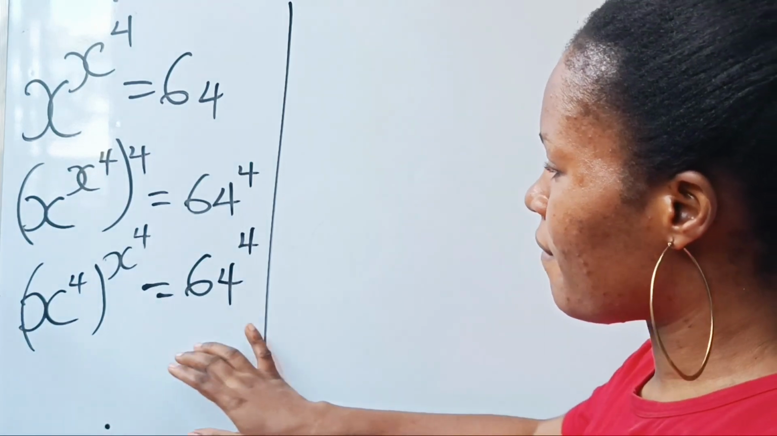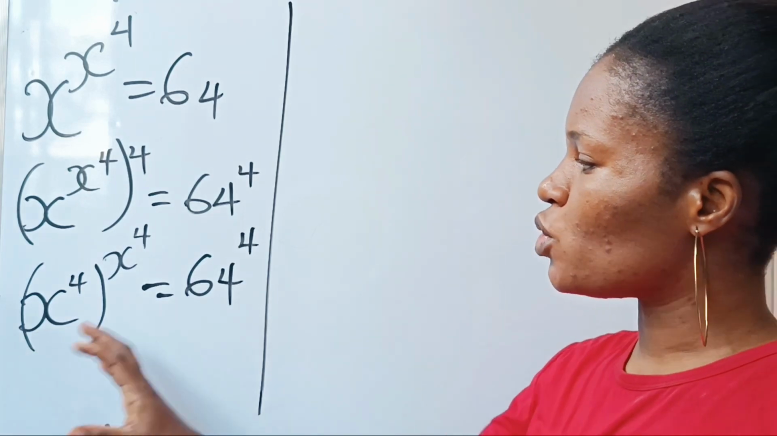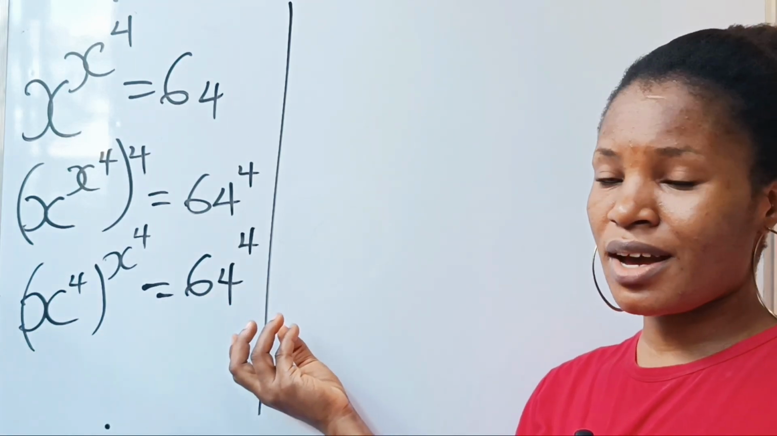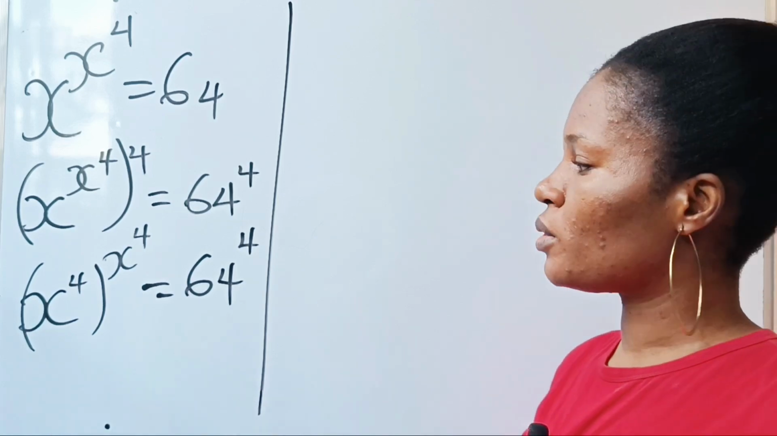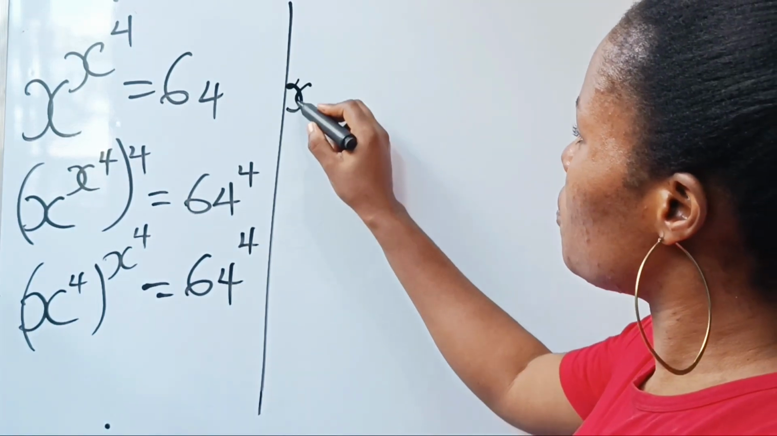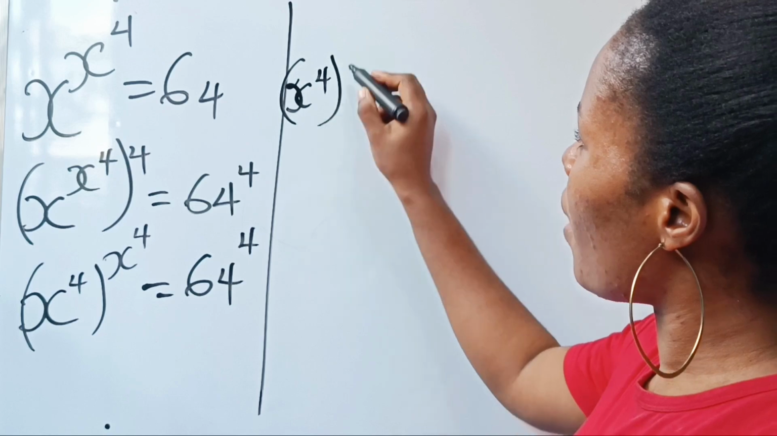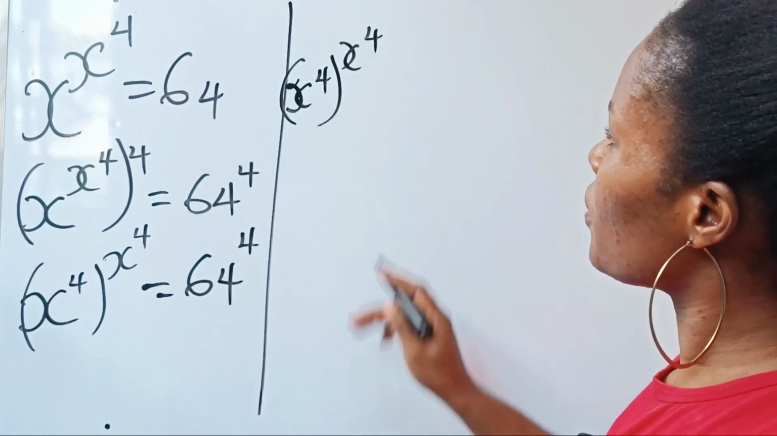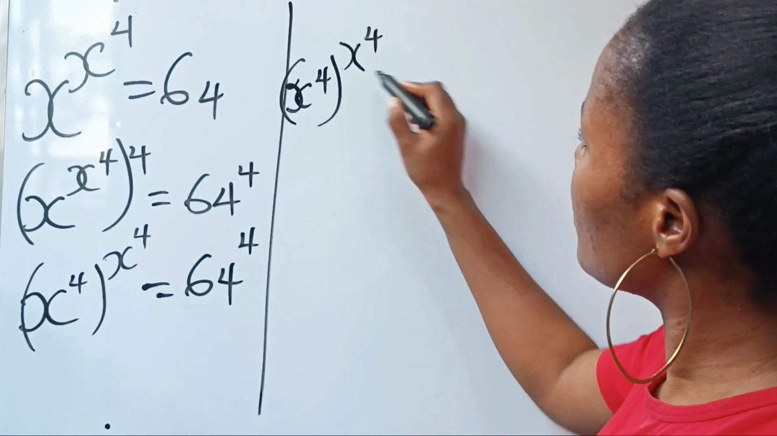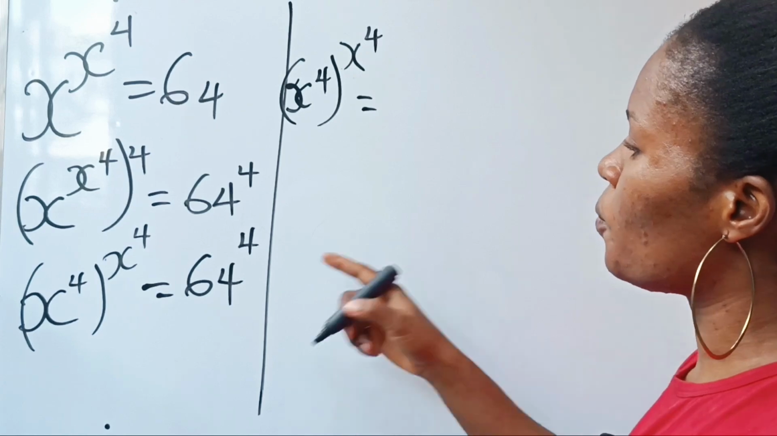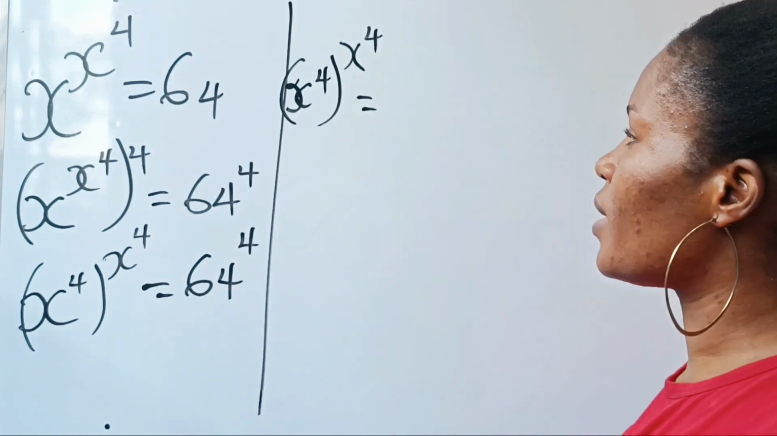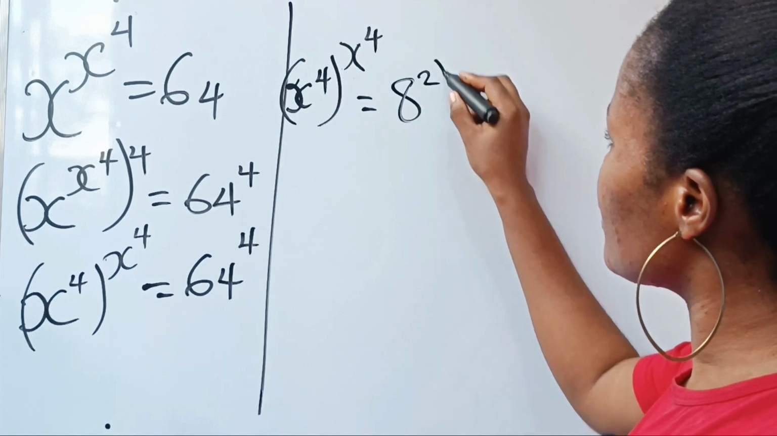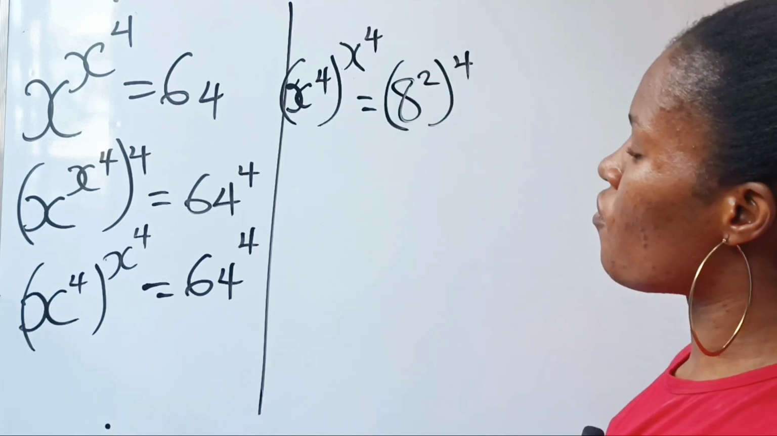Now look at what we have here. All I'm going to do is to try to manipulate the right hand side to look like what we have on the left hand side of the equation. So I'm going to have x to the power of 4 raised to the power of x to the power of 4. Okay, this is x, please. Is equal to, now 64 can be written as 8 squared, right? So let's write it. 8 squared raised to the power of 4.